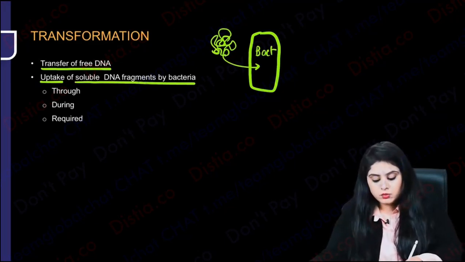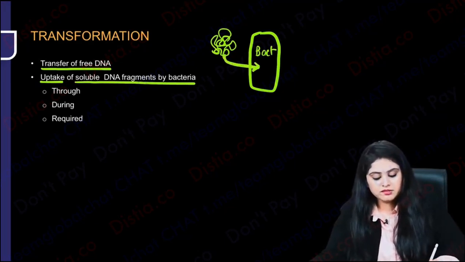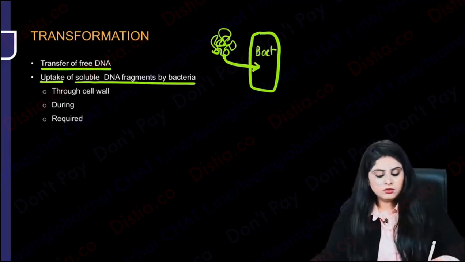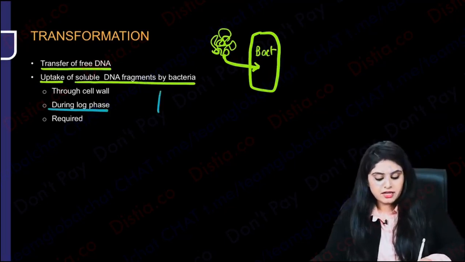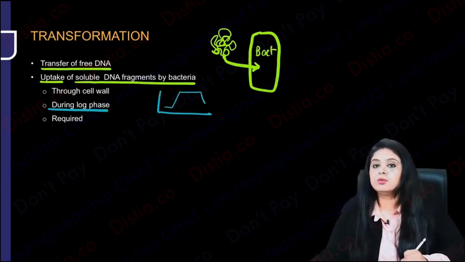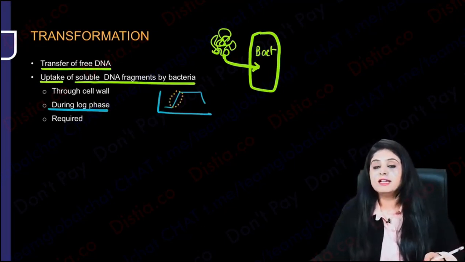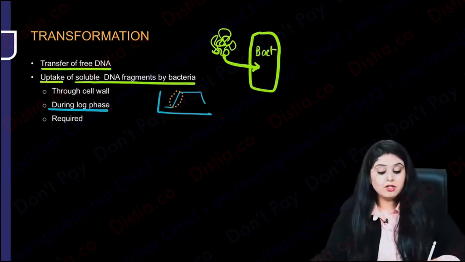How? Through what route is it coming? It's coming through the cell wall. Remember that bacterial growth curve, lag phase, log phase and all, during which phase will it come? During the division phase. So if I ask you that this is the bacterial growth curve, when is it going to come? It's going to come in this phase, during the division phase. And for this, the bacteria should have a lot of competence.